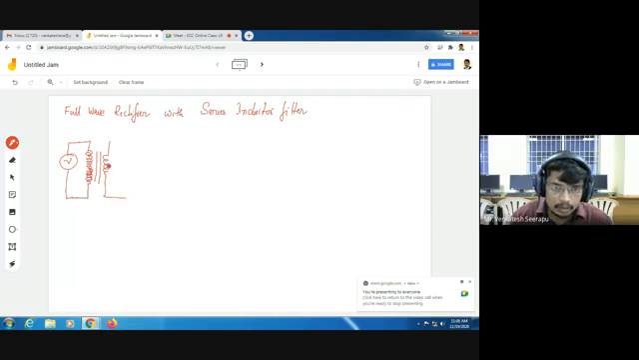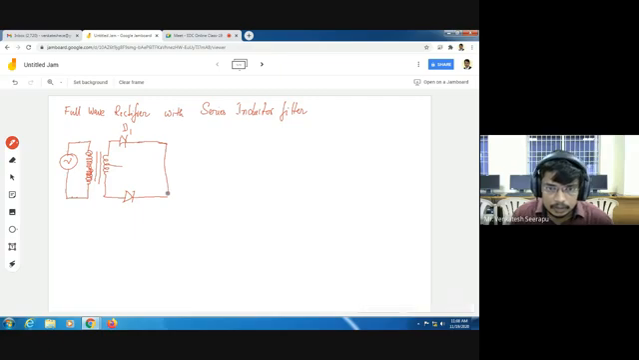And in a full wave rectifier, we will use two diodes. Let us consider it is a diode D1 and it is a diode D2. In this, we will use two diodes. And these two are connected together. And here we will take the output. So here we have a resistance, the load resistance.